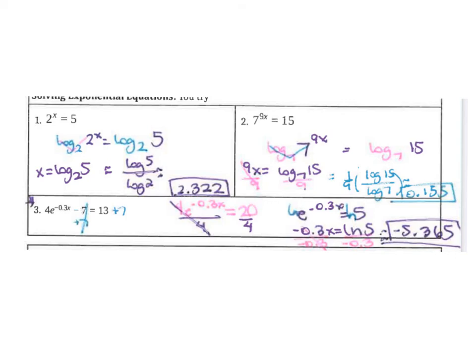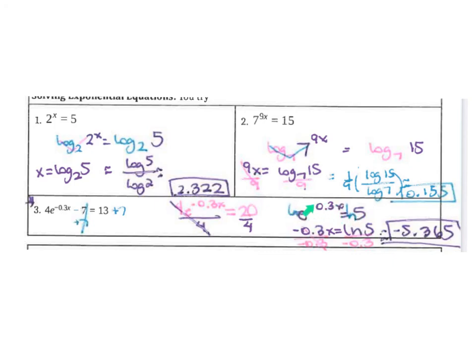Now number 3. So what you do here is it's 4e to the negative 0.3x minus 7 equals 13. So you add 7 to both sides here. Then you get 4e to the negative 0.3x equals 20. Let's isolate the e. So divide by 4. So we find that we get e to the negative 0.3x equals 5.